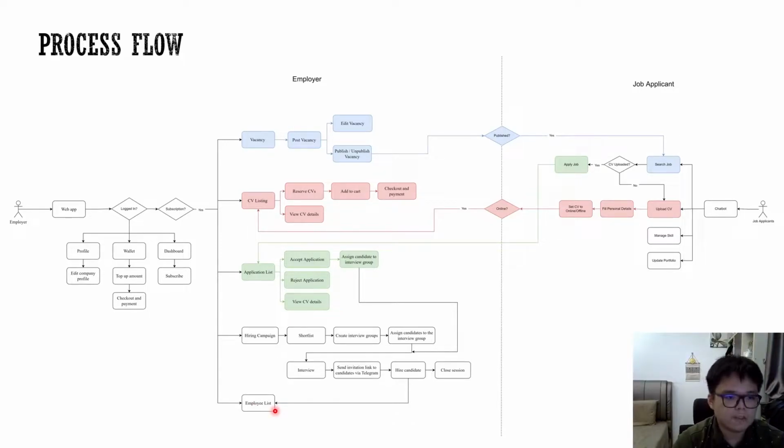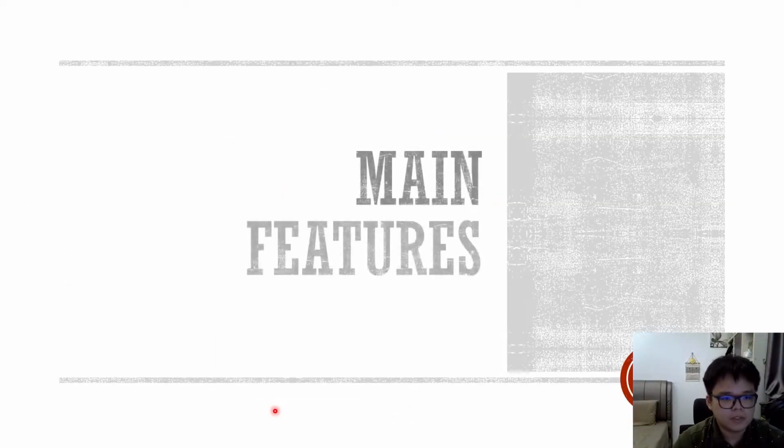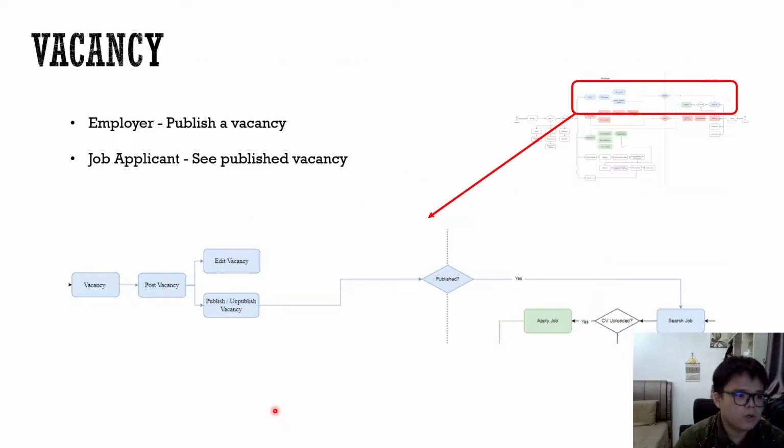Next, we will dive deeper into each of the main features. Our first main feature, or first step of our hiring process, is the vacancy module, where the employer can publish a vacancy, then the applicant can see the published vacancy.